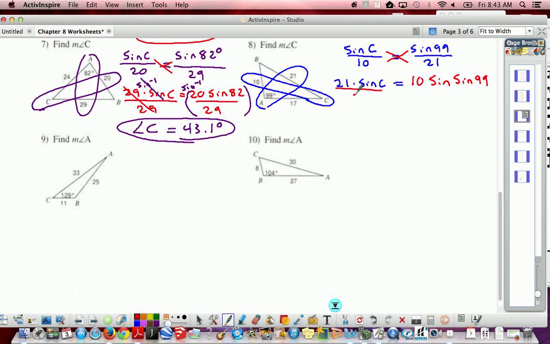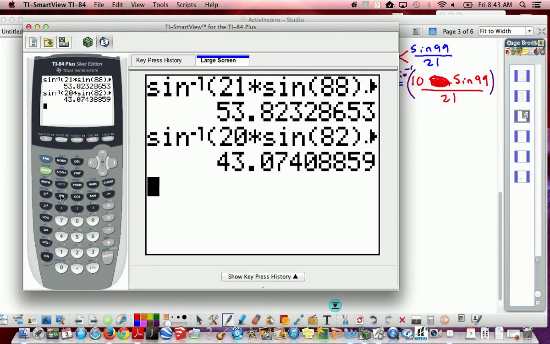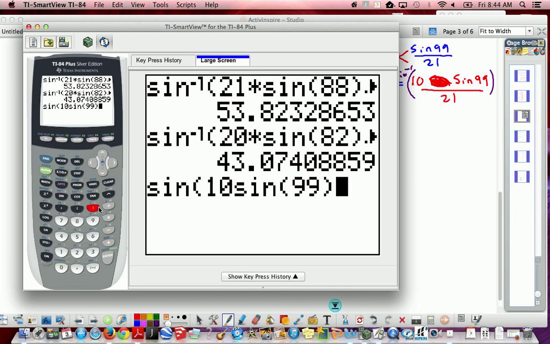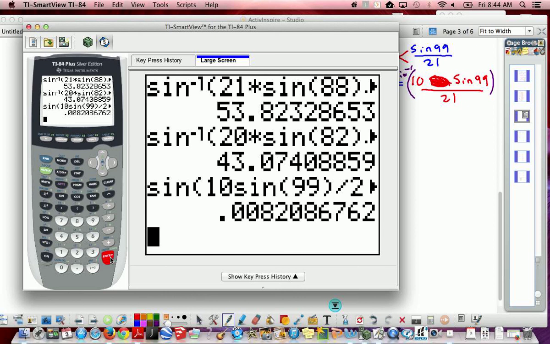So divide both sides by 21. Oops, I wrote double sine there, my apologies. So it should say 10 times sine of 99 over 21. Cross out. So now we're going to go sine inverse of this whole thing. So angle C equals sine inverse. So second sine, 10 times sine of 99 divided by 21, close my parentheses, and voila.